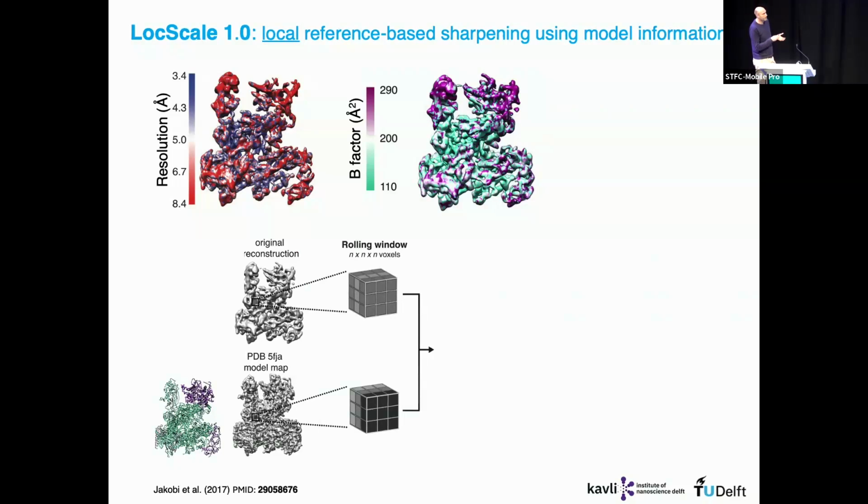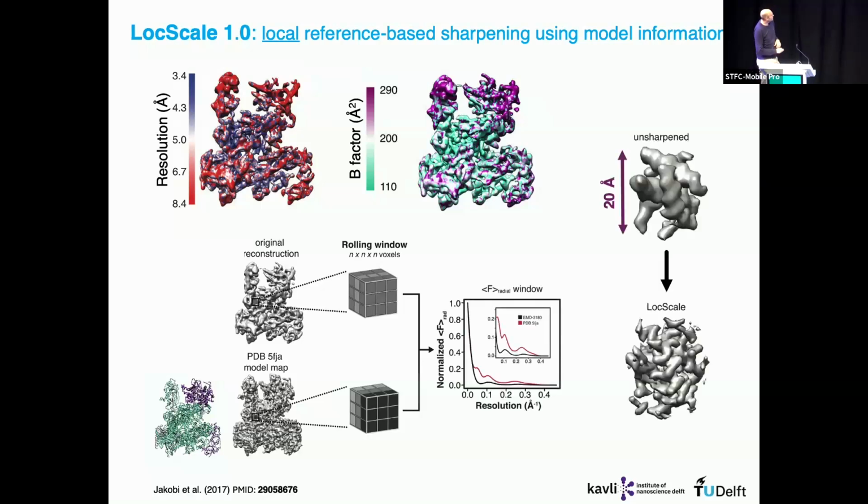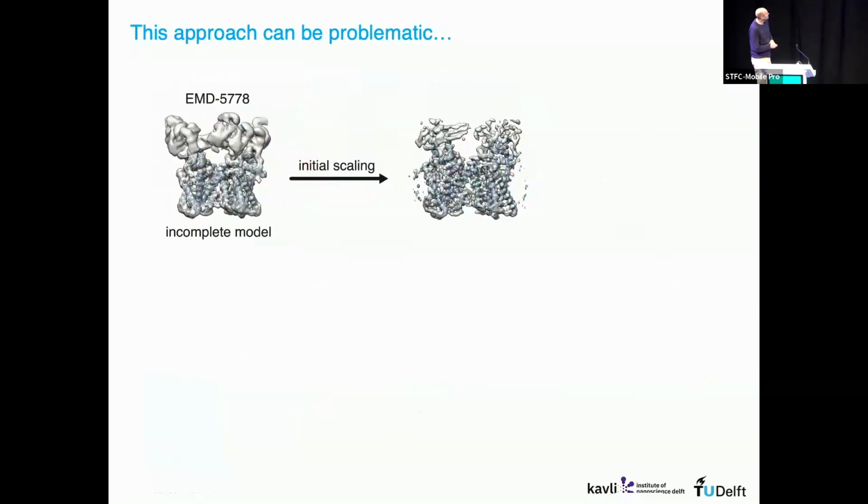So provided we can somehow fit a model into the map, we can then estimate, based on the simulated map from that ADP refined atomic model in a local window, the spatial frequency dependent fall off of the radially averaged structure factor, and imprint this on the original reconstruction. You can see that for one of these windows here, and that basically leads to a locally varying scaling scheme.